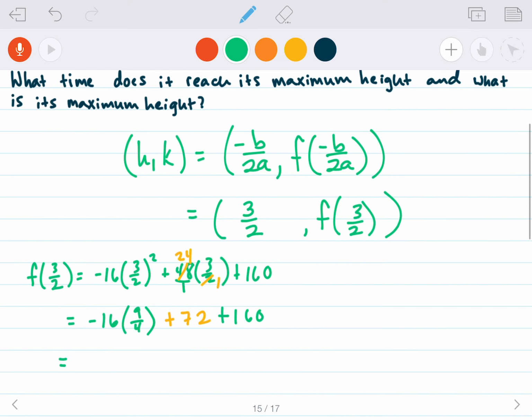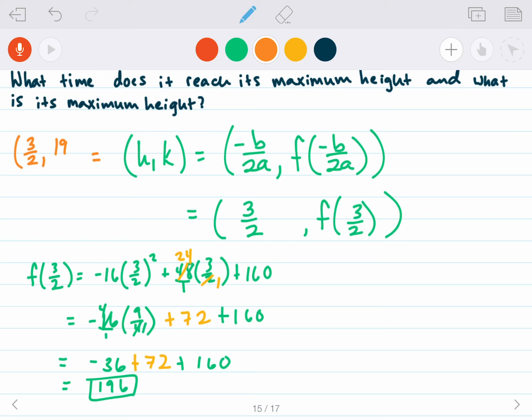Again, I can cross-simplify here: negative 16 over 1 times 9 over 4. 4 goes into itself once and 4 goes into 16 four times. Multiplying straight across gives me negative 36. So let's simplify: negative 36 plus 72 plus 160 is 196. So our vertex h comma k is 3 over 2 comma 196.